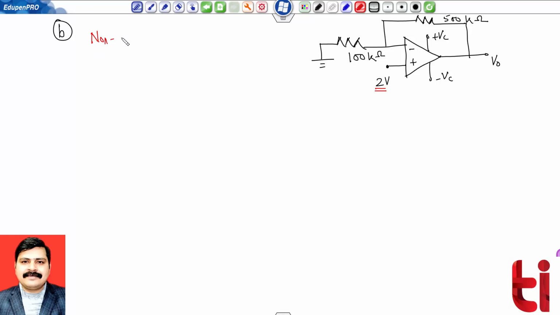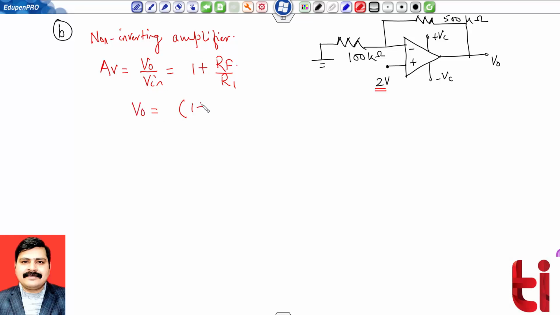For the non-inverting amplifier case, the closed loop voltage gain AV equals V0 divided by Vin, the ratio of output to input. This will be equal to 1 plus Rf upon R1. As we have to find the output voltage, V0 equals 1 plus Rf upon R1 multiplied by input voltage Vin.